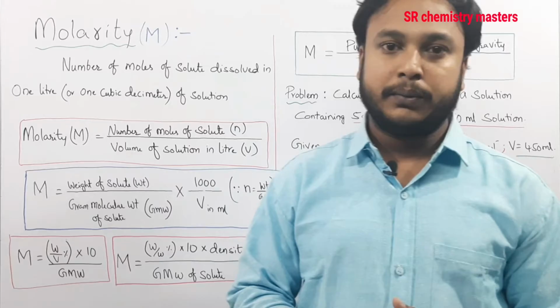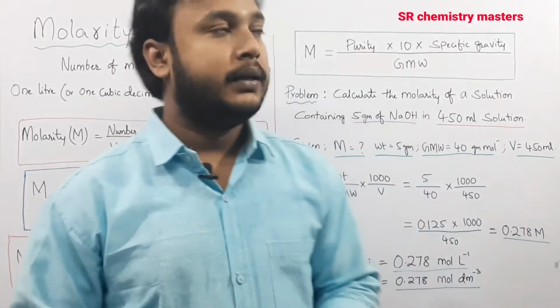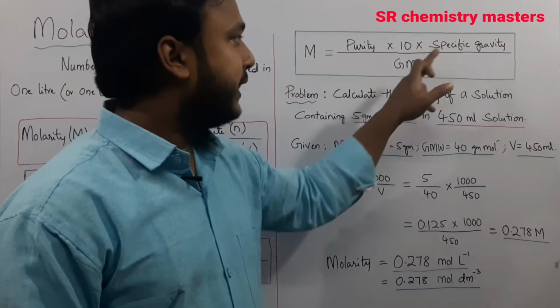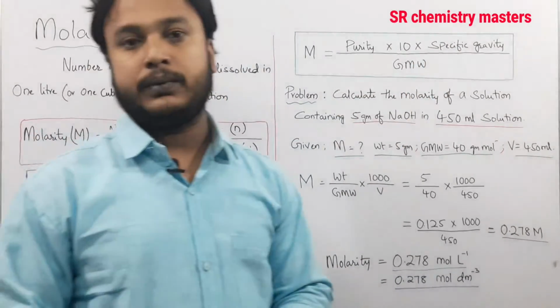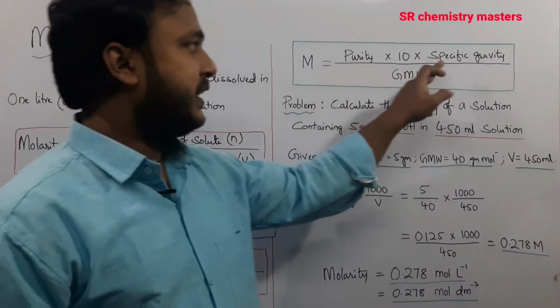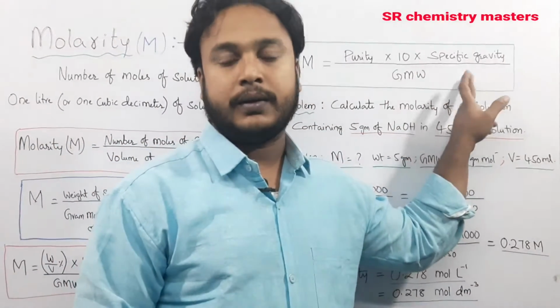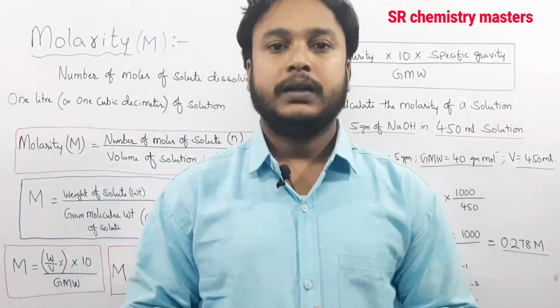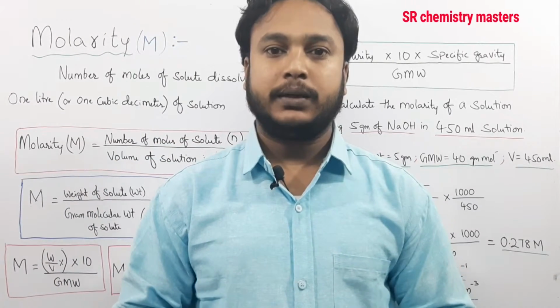You have one more formula related to molarity: molarity is equal to purity into 10 into specific gravity by gram molecular weight of solute. This formula of molarity is used when purity and specific gravity are given in the question, or else we are interested in finding the purity or specific gravity. Now let us see some problems related to molarity.